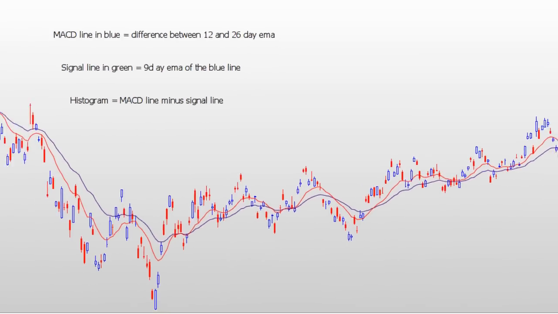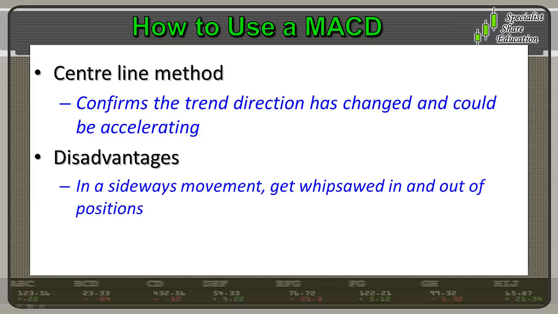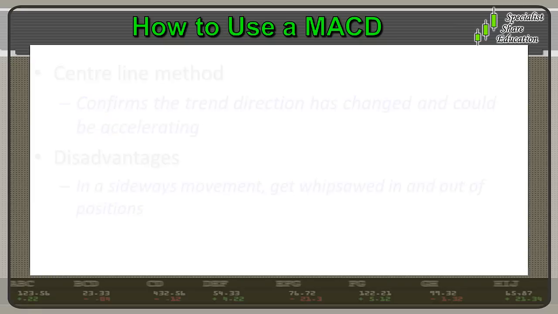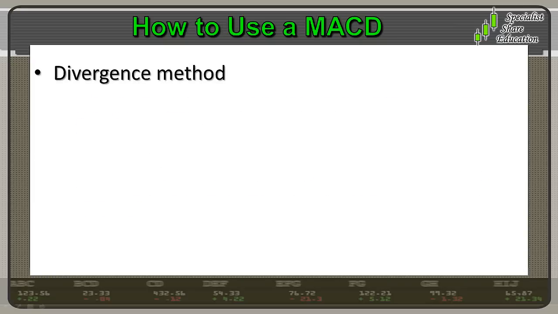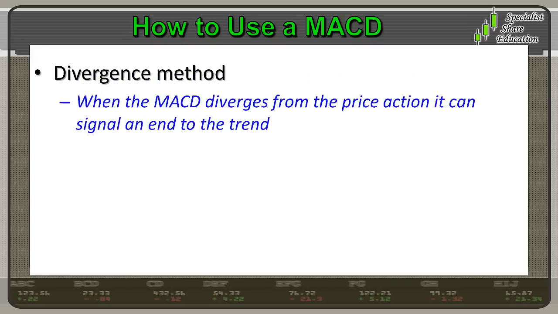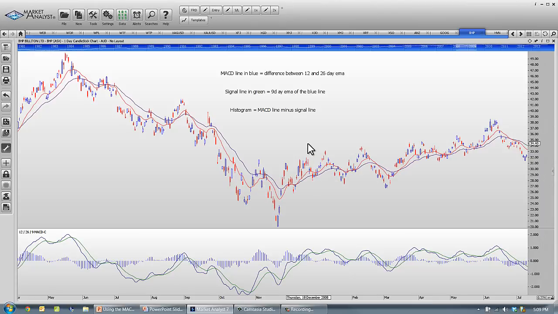Now, there's a way to get around that, and this is the best way to use the MACD, in my opinion, and that's to use the divergence method. What we're looking to do here is, when the MACD diverges from the price action, it's a much more reliable signal of an end of a trend. So let's have a look at that situation first of all on BHP.